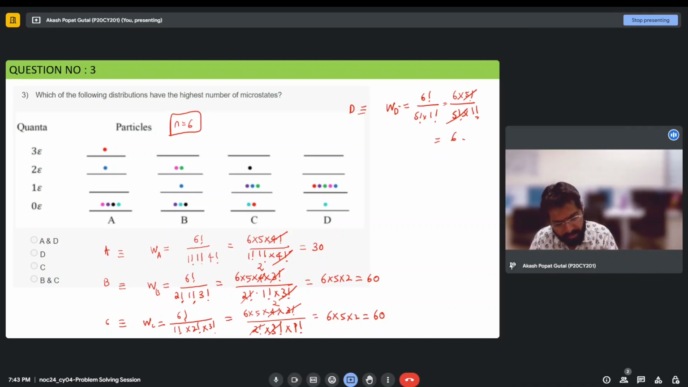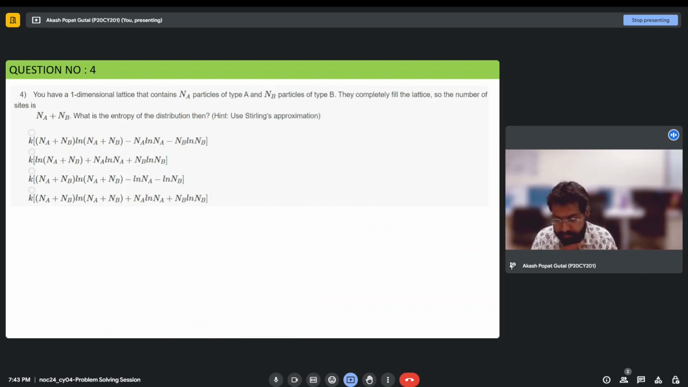So what we have is that the number of microstates for B is equal to the number of microstates of C, and these are highest, which is 60. So these two will be having the highest number of microstates. So hence the answer is option number D. Fine. So the next question.